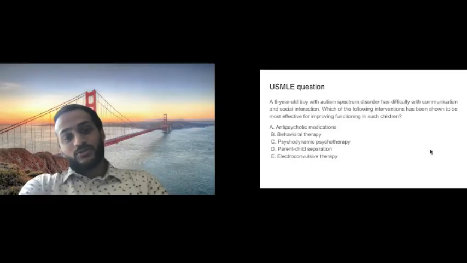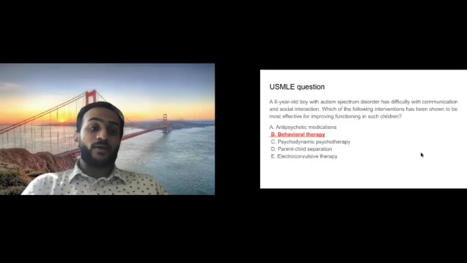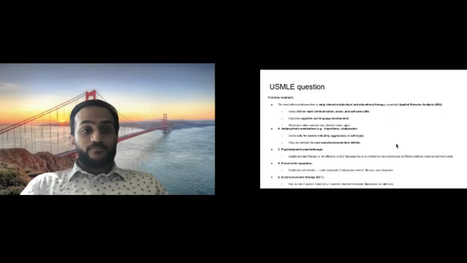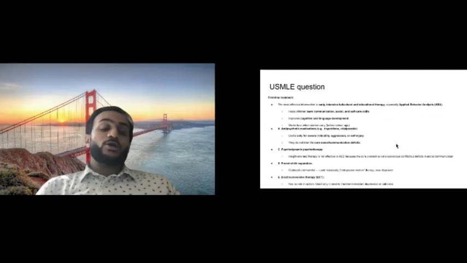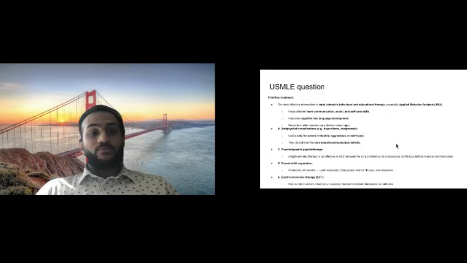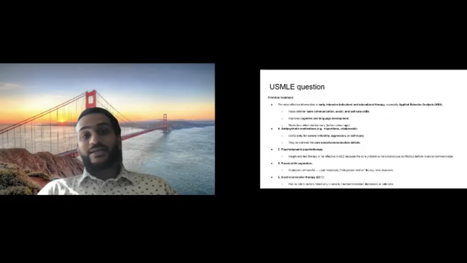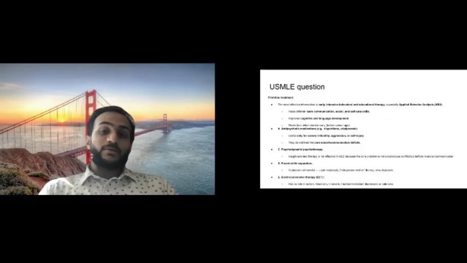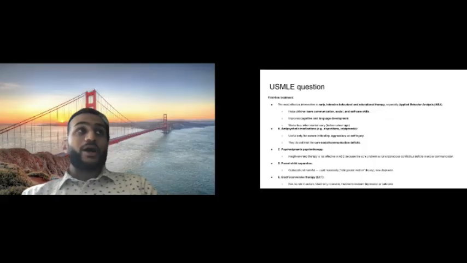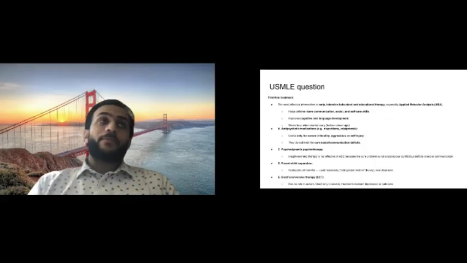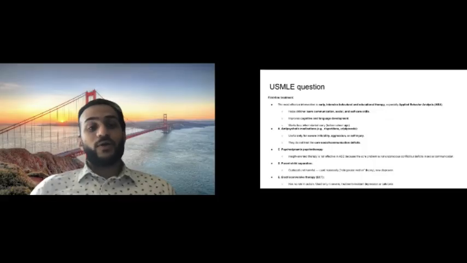So the correct answer is going to be behavioral therapy. What's going on over here? Of course, we all made it very clear that the most effective intervention is early intensive behavioral education therapy, which is applied behavioral analysis. As we know, this will help children with autism learn.